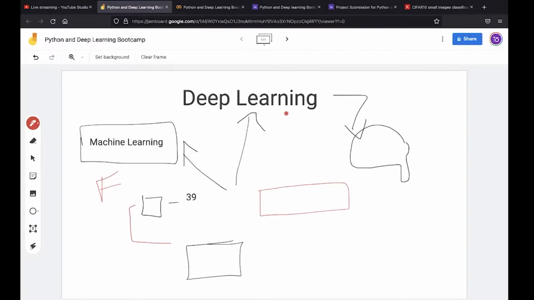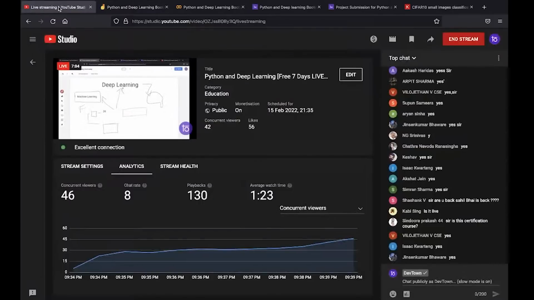Whereas in deep learning, we are trying to replicate the human brain, because the human brain makes decisions differently in different scenarios. The decision that the human brain makes is absolutely different in different scenarios. That's why the birth of deep learning happened. Is it clear to everyone?